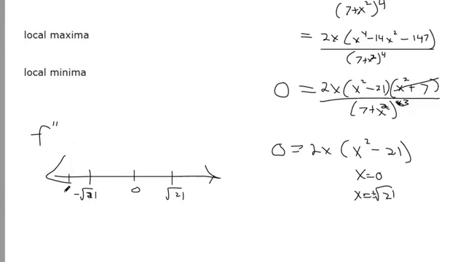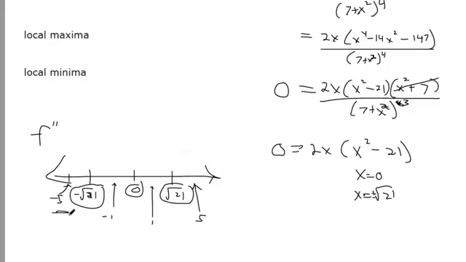So let's just test x equals negative 5. That's something to the left. Let's test x equals negative 1, and let's test x equals positive 1. And let's test x equals 5. Now these give us the signs between all these potential inflection points.